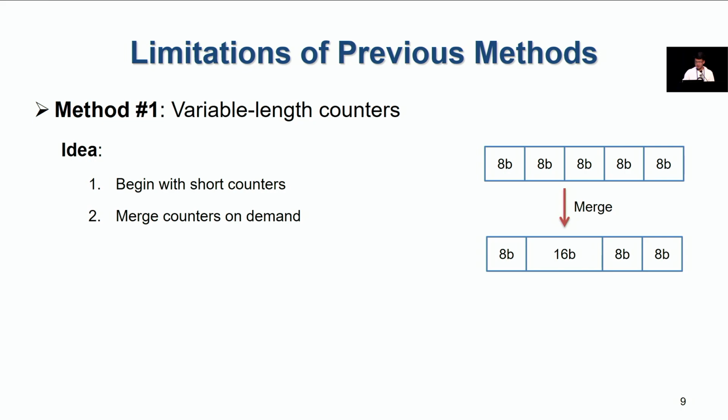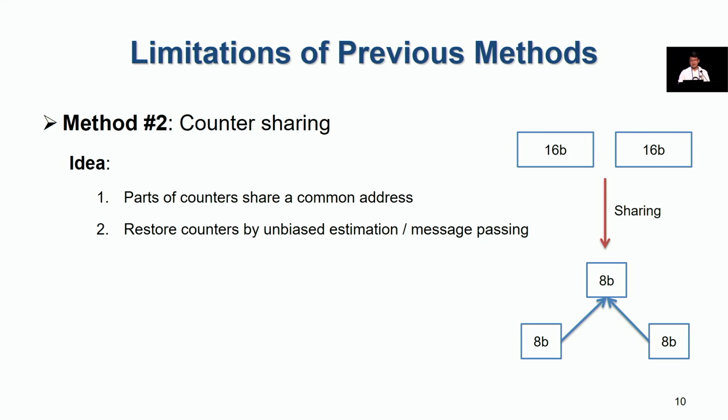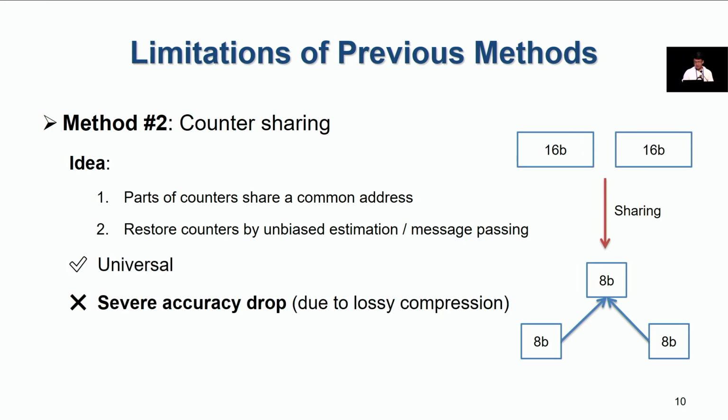Previous research proposes two methods. The first is to adopt variable length counters. Specifically, it begins with short counters and merges them on demand to hold larger values. However, it incurs formidable addressing overhead, and it is not universal, since merging can break the data structure of some sketches. The second method is counter sharing. Specifically, parts of the counter share a common physical address. It uses unbiased estimates or a message passing mechanism to restore the full counters. However, this method incurs severe accuracy drop due to lossy compression.